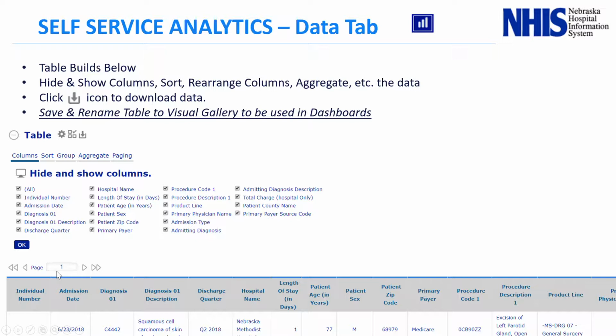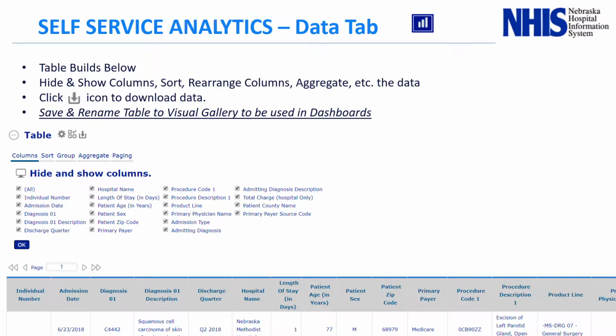So this builds below, and I like to use this to look at the data I'm seeing and how I want to create my chart. So you can hide and show columns, you can sort and drag and drop the columns and rearrange them, aggregate the data, you can left click and you have sorting capabilities and filters as well. Or you could just use these column, sort, group, and aggregate functions up top here.